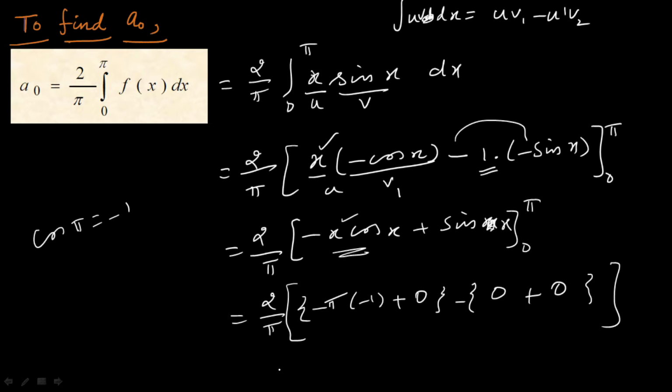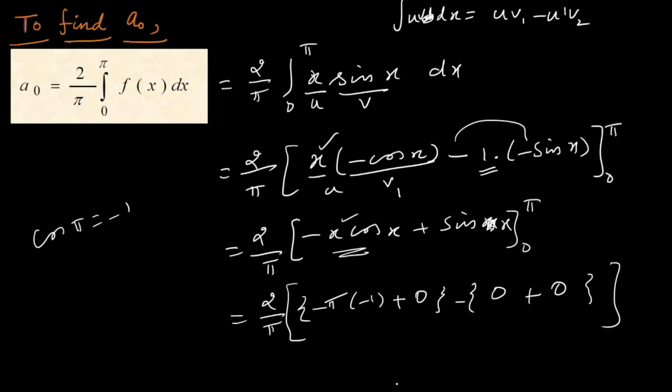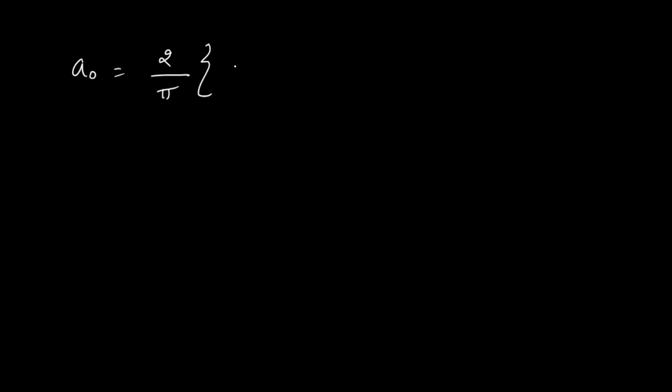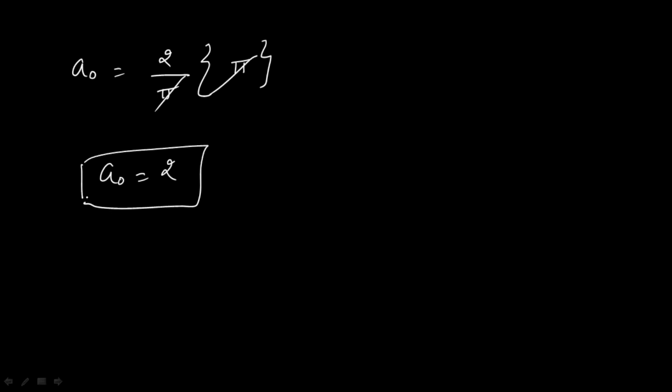Simplifying this, you get a0 is equal to 2 by pi. So within parentheses you have minus pi and minus 1 giving minus pi times minus 1, that becomes plus pi, isn't it? That's all. No other value we have, only pi itself. So pi and pi being cancelled, the value of a0 you have calculated is 2. So now we have calculated the value of a0, then we calculate the value of an next.